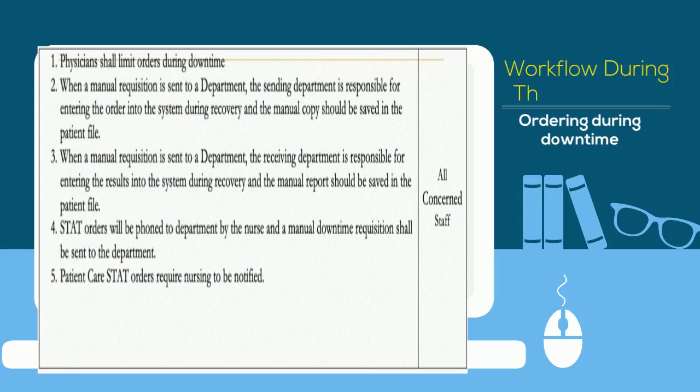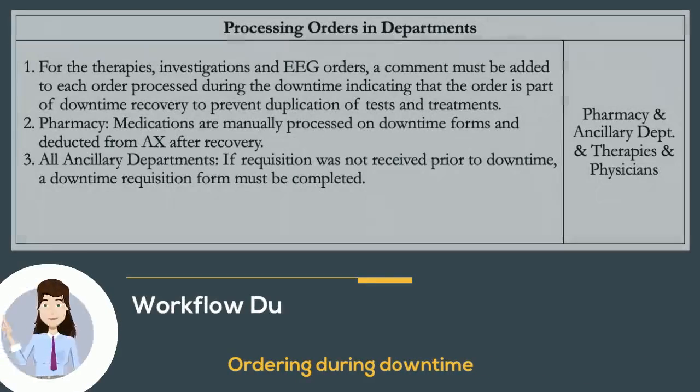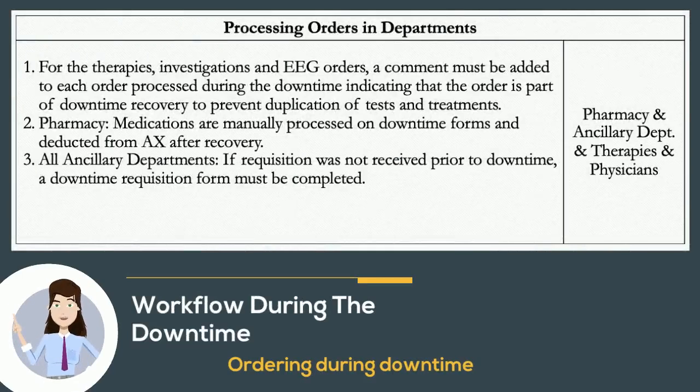When a manual requisition is sent to a department, the sending department is responsible for entering the order into the system and the receiving department for entering the results. Stat orders will be phoned to the department. For therapies and investigations, a comment must be added to each order processed during the downtime to prevent duplication. Medications are manually processed on downtime forms and deducted from ACS after recovery.